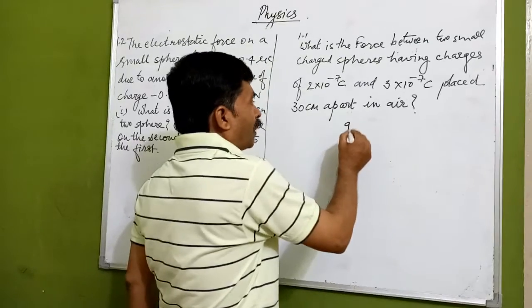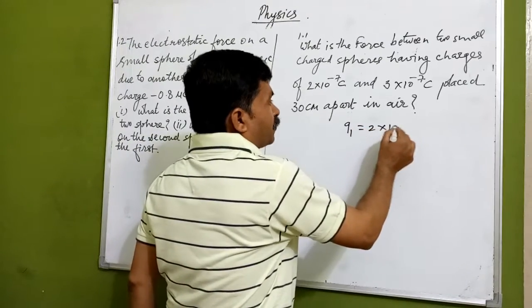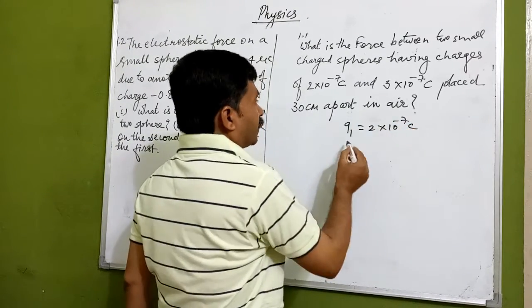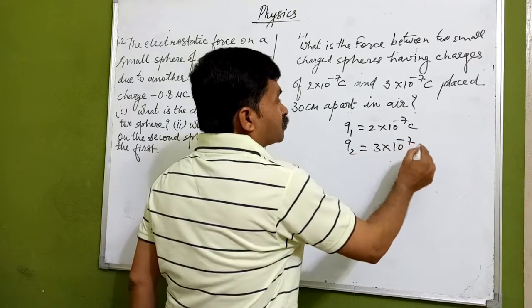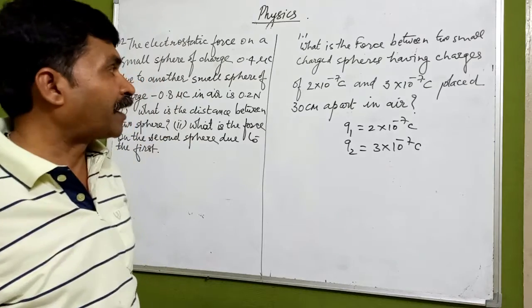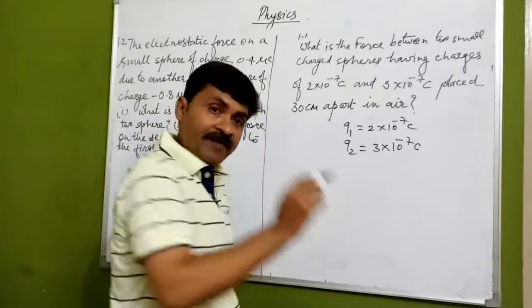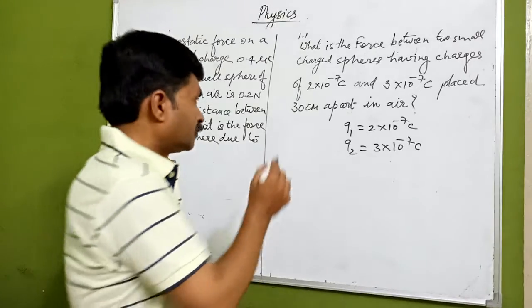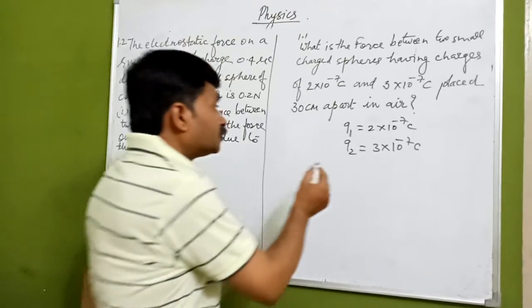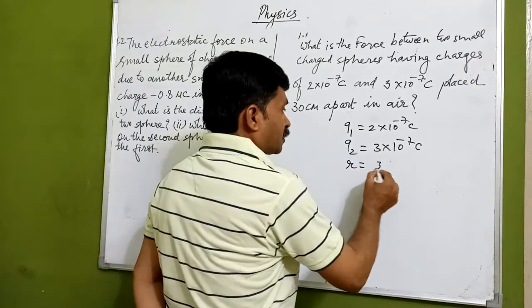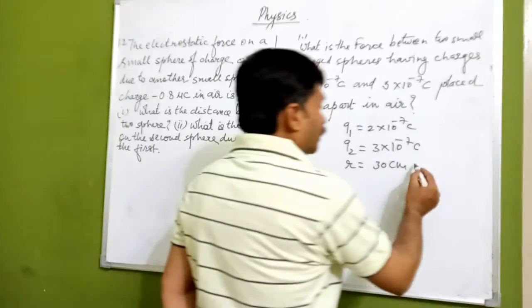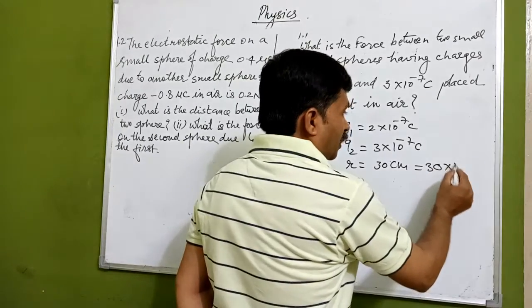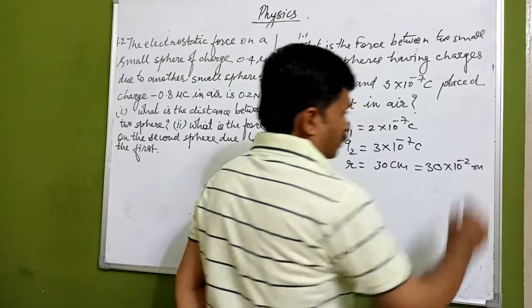We have given Q1, that is 2 into 10 raised to the power minus 7 coulomb, and another Q2 is also given to us, that is 3 into 10 raised to the power minus 7 coulomb, placed in air, means vacuum is there or air is there. Now the distance given to us is 30 centimeter. So first of all, we have to convert it into meter: 30 into 10 raised to the power minus 2 meter.